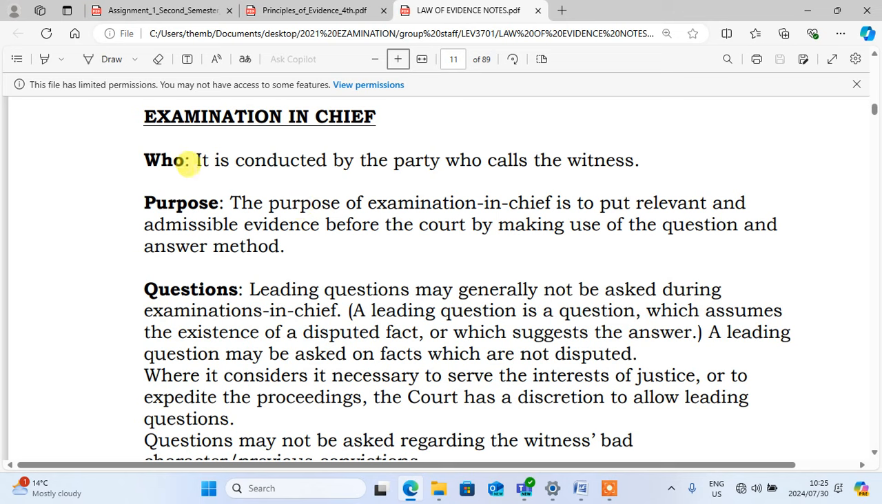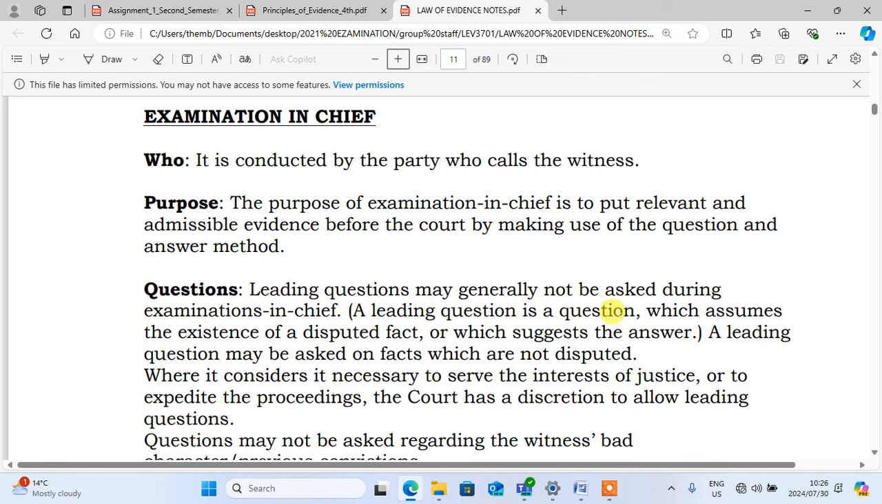So examination in chief, who conducts it? It is conducted by the party who calls the witness, just the way I explained. The purpose of examination in chief is to put relevant and admissible evidence before the court by making use of the question and answer method. Leading questions may generally not be asked during examination in chief.